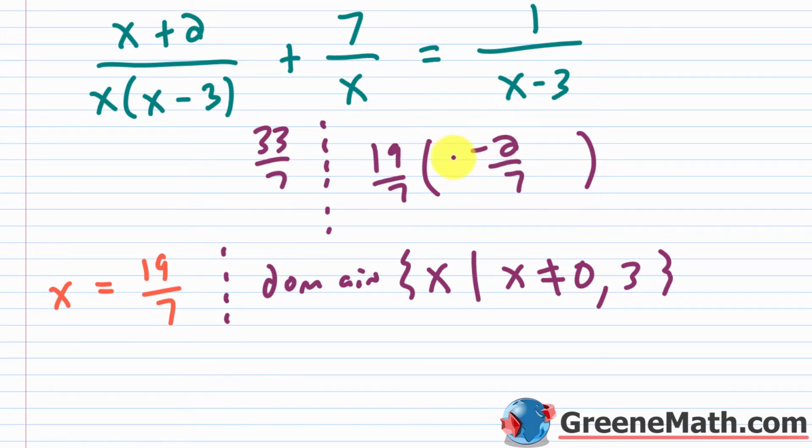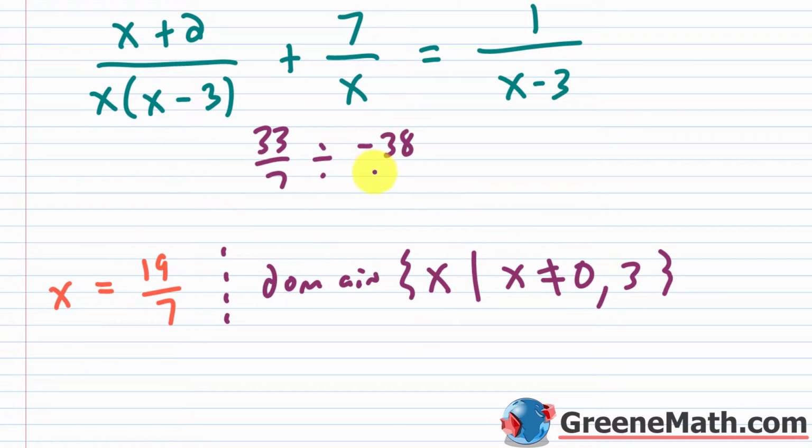And if I multiply 19 times negative 2, I get negative 38, and 7 times 7 is 49. So this would be negative 38 over 49. So this is divided by negative 38 over 49. I'm just writing it with the division symbol here versus the fraction bar. And we know that we're going to take this first guy, which is 33 over 7, and multiply by the reciprocal of this guy, so 49 over negative 38.